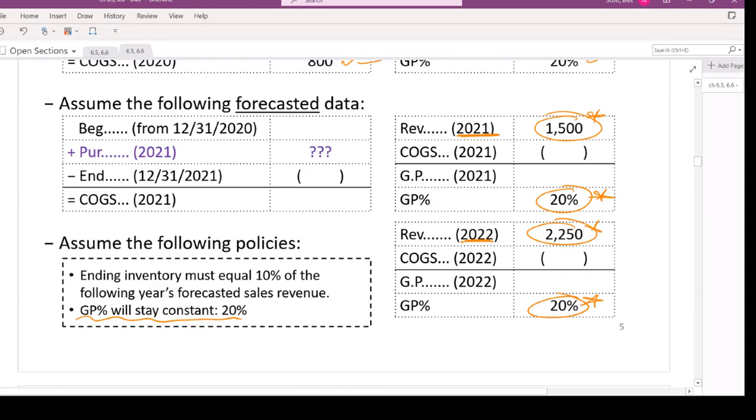And I remind you, it's reasonable to assume that gross profit percentage will stay the same because gross profit percentage is simply the markup above cost. As long as we know we're going to keep that static or within a certain range of consistency, it's okay to make that assumption. One key thing that all inventory managers must do is figure out how much ending inventory they need on hand at the end of the period. So in this case, let's assume that our ending inventory equals 10% of the following year's forecasted sales revenue. That's just how we're making that determination in this case.